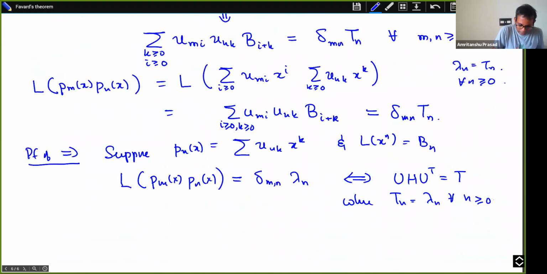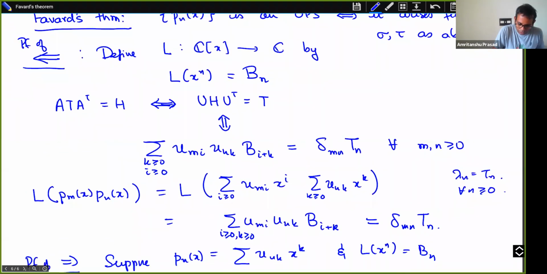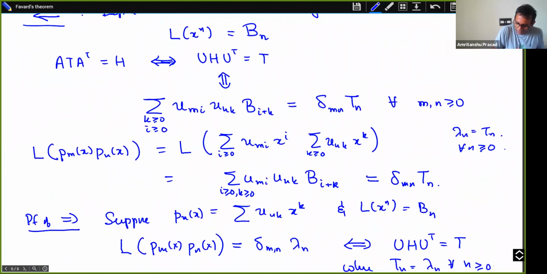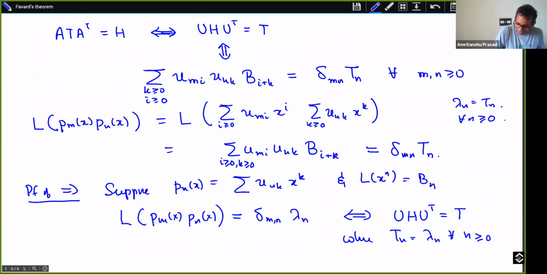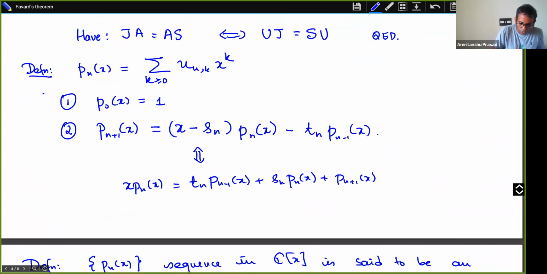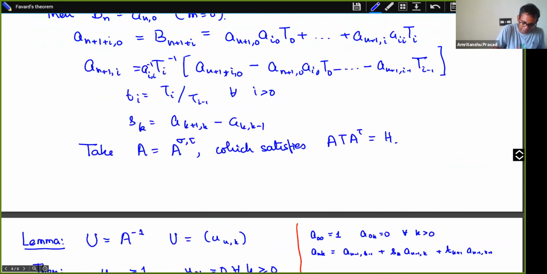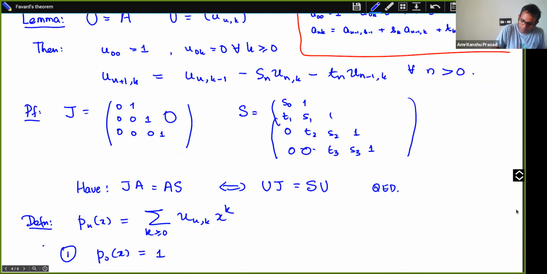So that's the proof of Favard's theorem, and so the proof is done. And as you can see, it rests on this condition, this factorization A T A transpose equal to H, and also on that proposition that we proved about all such factorizations corresponding to Catalan triangles. Okay, so that's the proof of Favard's.